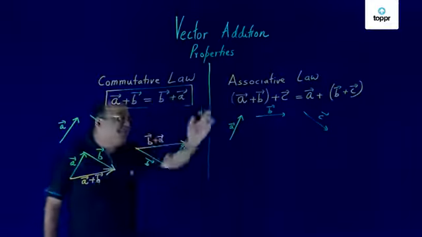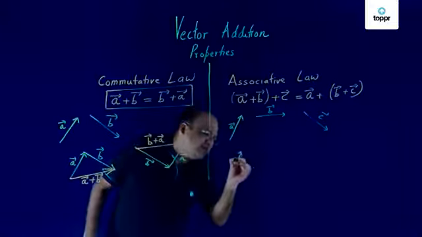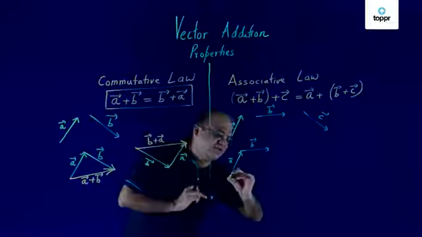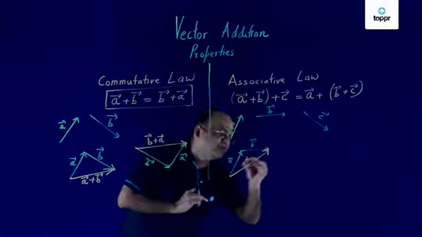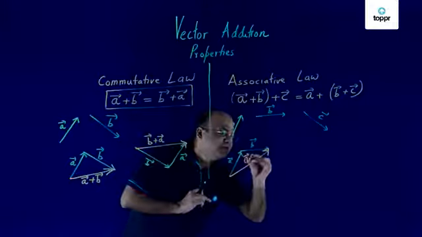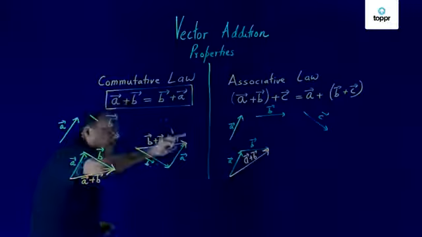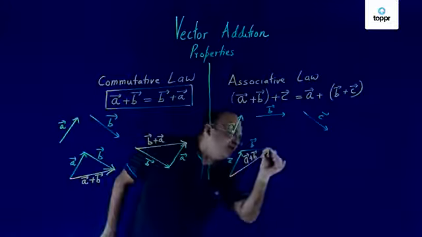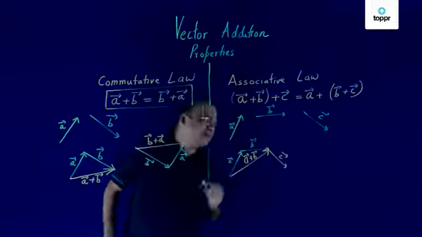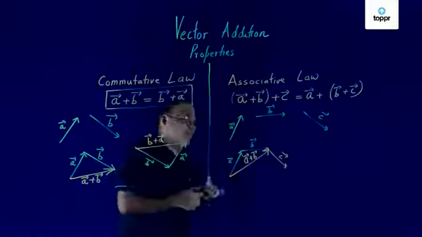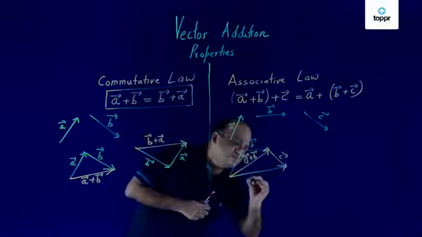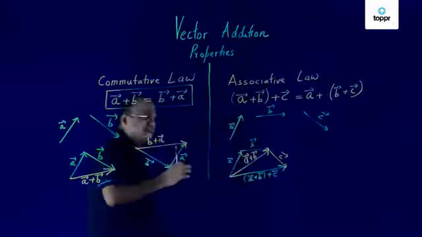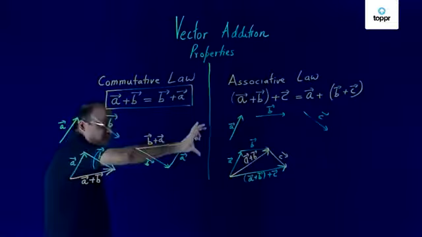Right? So first we'll add A and B. So A vector is here. B vector is here. What is A plus B? A vector like this. This is A vector plus B vector. Right? Now to this, we have to add C vector. So we shift the tail of C here. So this is C vector, right? So this is A plus B, this is C. So this vector will give us A plus B plus C, right? So this is A vector plus B vector plus C vector.